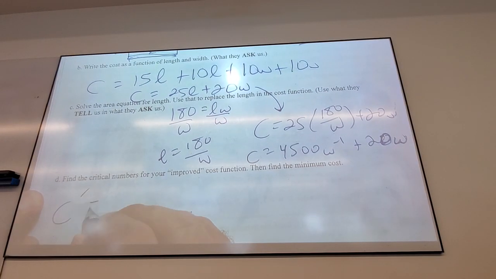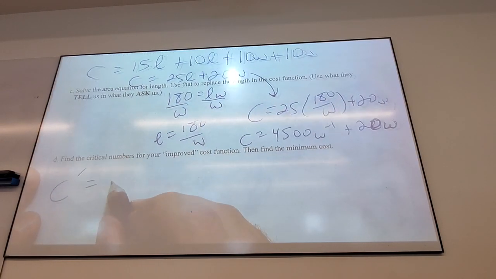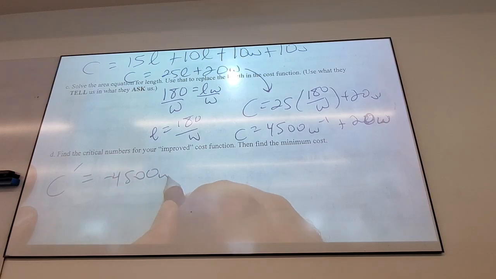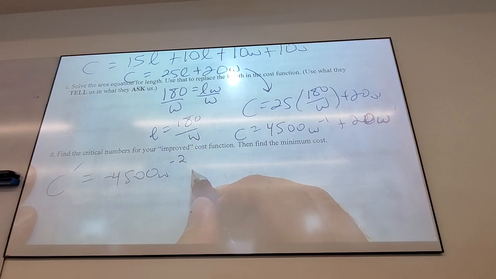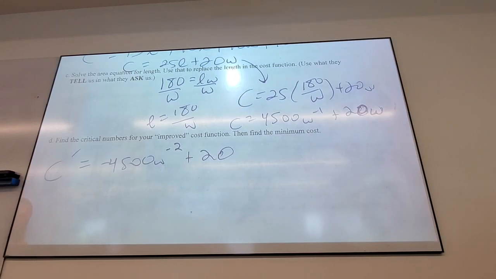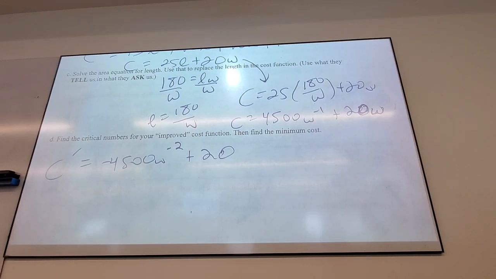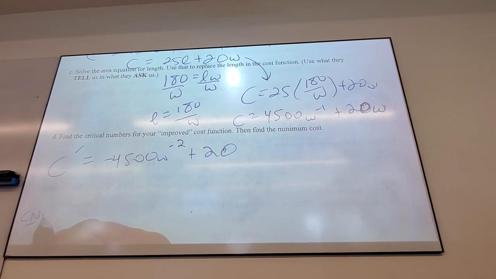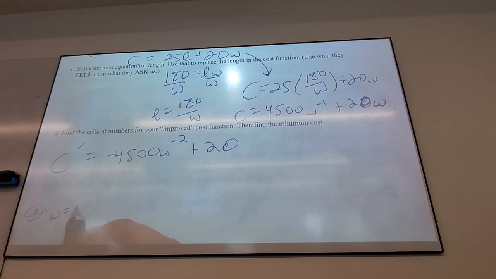So if I take a derivative, what do I get? Negative 4500, good, W to the negative 2 plus 20. And then, real quick, is there a critical number you can see right now? I understand if you skip it because your brain says it doesn't mean anything, but what's the critical number I can see right now?